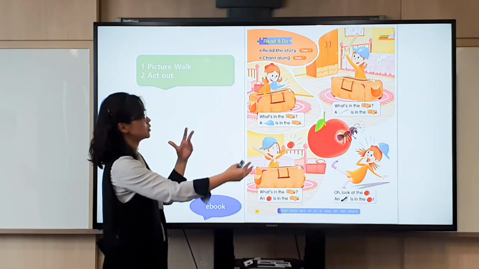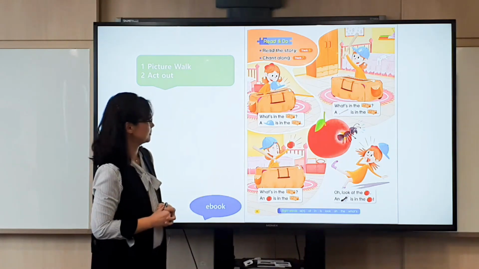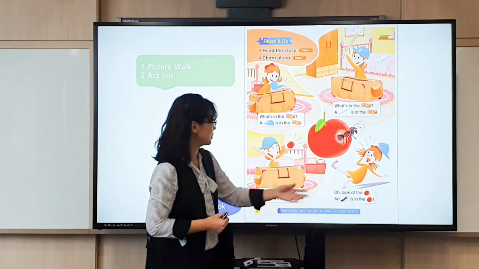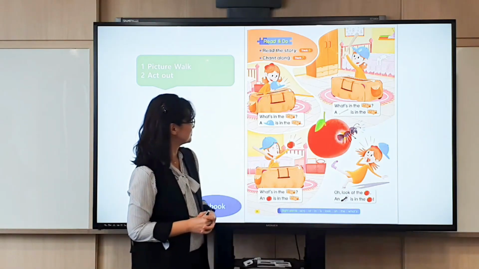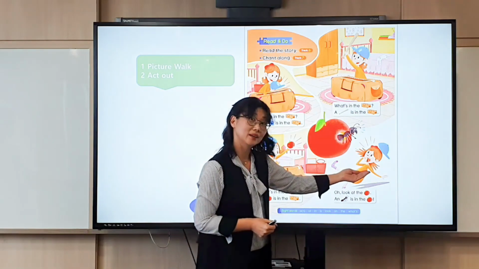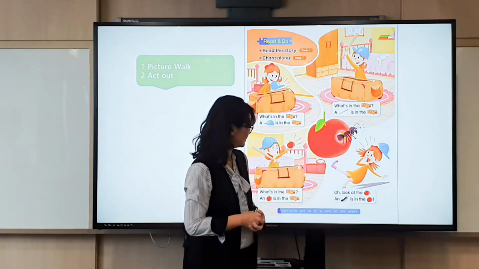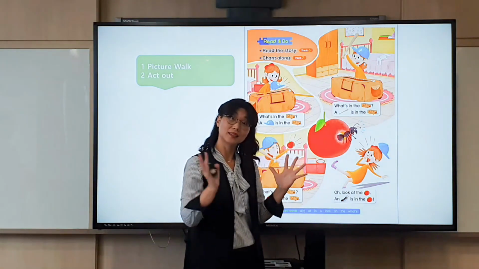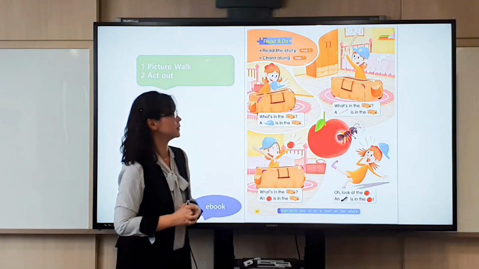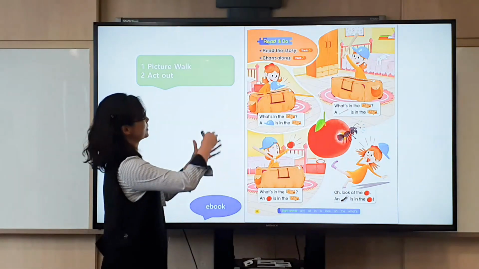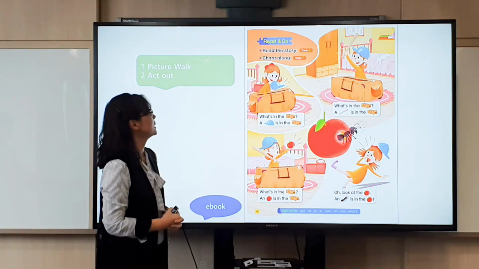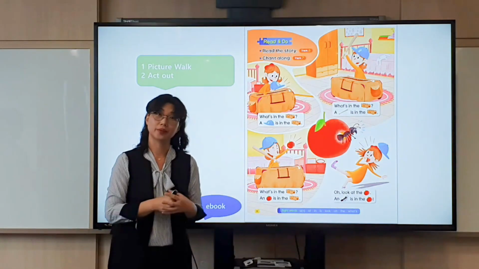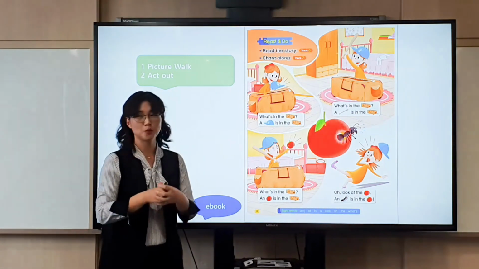So talk about the pictures first. What's happening at the end? What's happening here? Is she happy? Do you think she's happy? Or is she sad? Or is she surprised? So talk about the pictures first. And then you can read the story or you can watch the animation. So let's watch the animation.